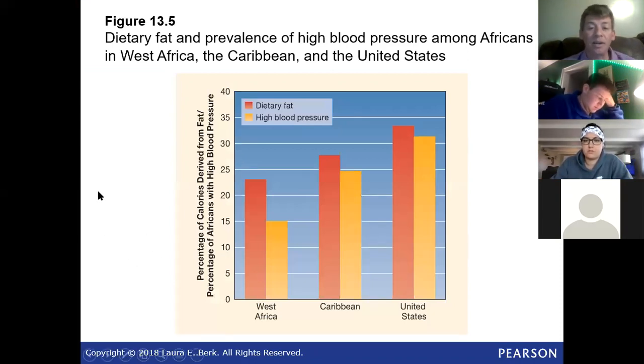What we see here is three different nations: the United States, Caribbean, and West Africa. You see, the United States has the highest proportion of dietary fat, also the highest proportion of high blood pressure. And you see the pattern: more dietary fat, more high blood pressure. Also, you see within West Africa, more exercise, lower blood pressure.